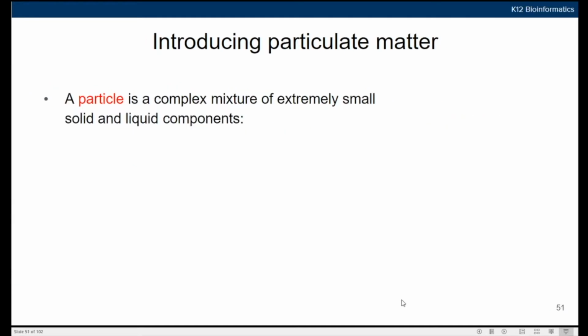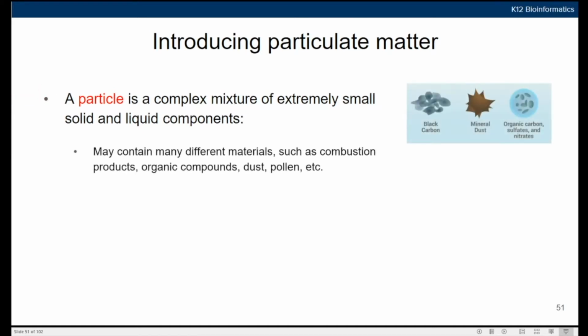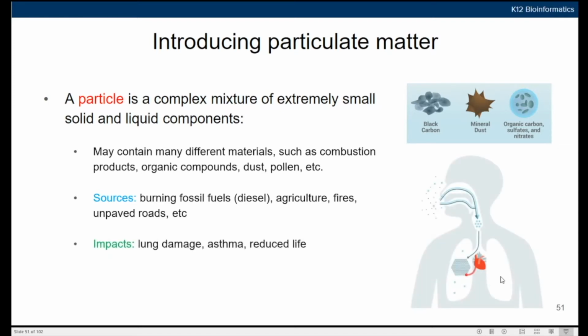The next criteria pollutant that we will examine more closely is the level of particulate matter in the air. A particle is a complex mix of extremely small solid and liquid components. A particle may contain many different materials such as combustion products, organic compounds, dust, pollen, etc. Particulate matter has many sources, including burning fossil fuels, agriculture, fires, unpaved roads, etc. Particulate matter is known to contribute to lung damage, asthma, and an overall reduced lifespan.